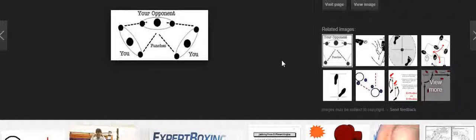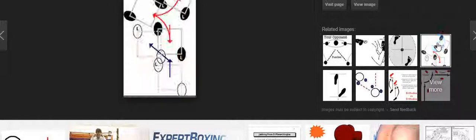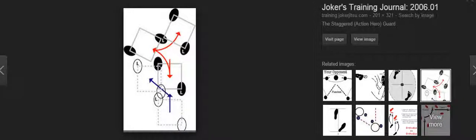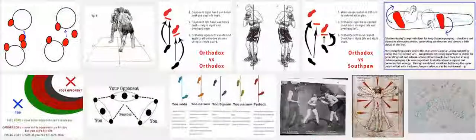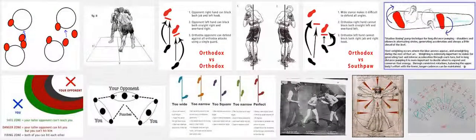Okay, some more stuff here. Let me show you some more stuff here.